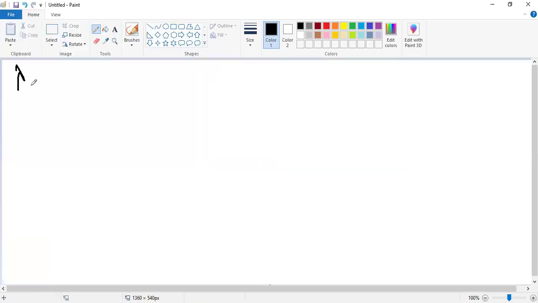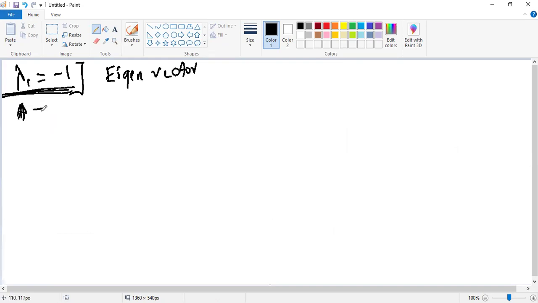Okay, so we said lambda 1 is equal to minus 1. So can we get an eigenvector? So we're evaluating for the eigenvector. Now, how do we get the eigenvector? Now, our main matrix was our matrix A. Let me write it again here. Our A is 1, 2, 3, 2.